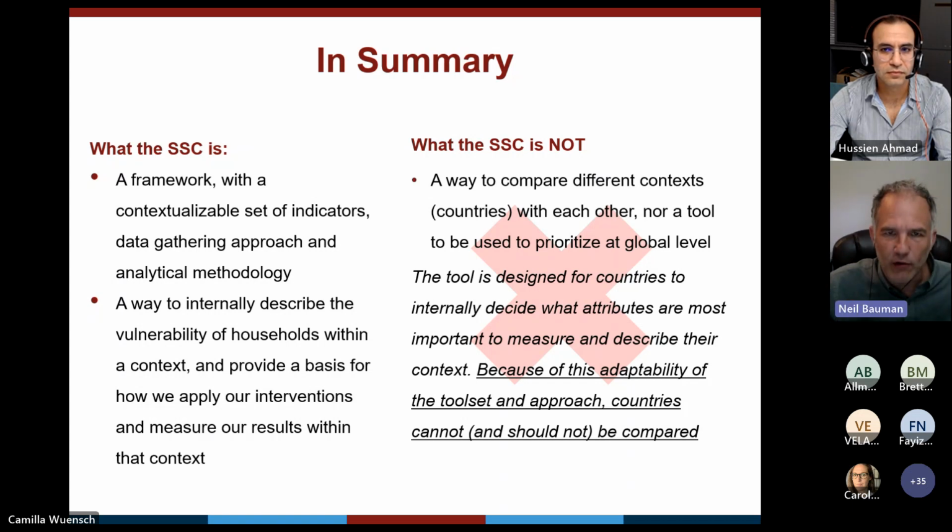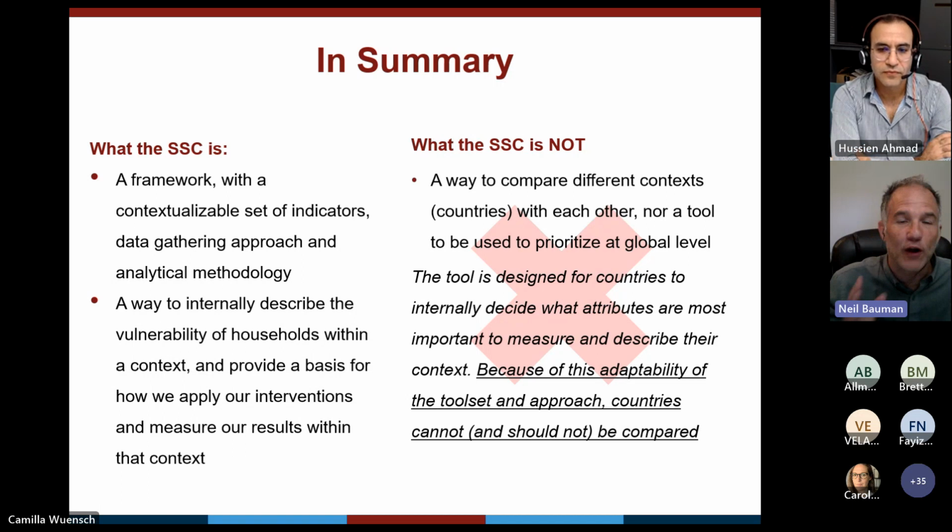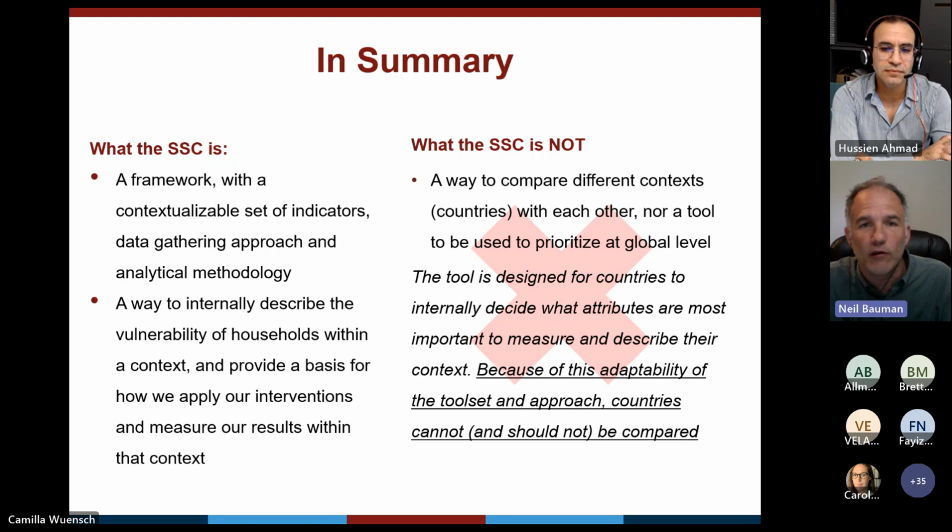The framework itself is these three pillars. That is the fixed part of this. Within that, the tool is intended to be extremely adaptable and allow every country to adapt a set of indicators according to those pillars that fits the needs of their particular situation. So that flexibility is sort of fundamental to the tool.